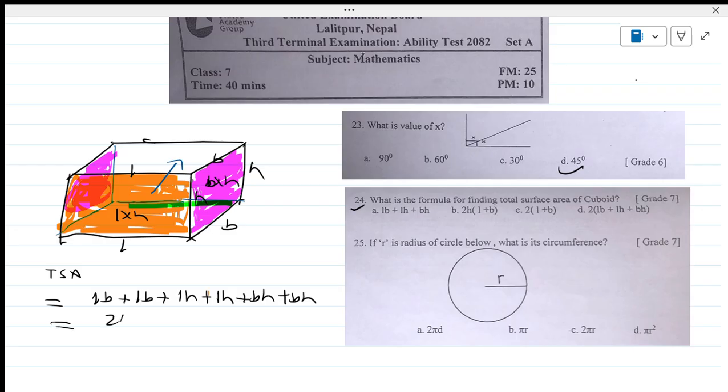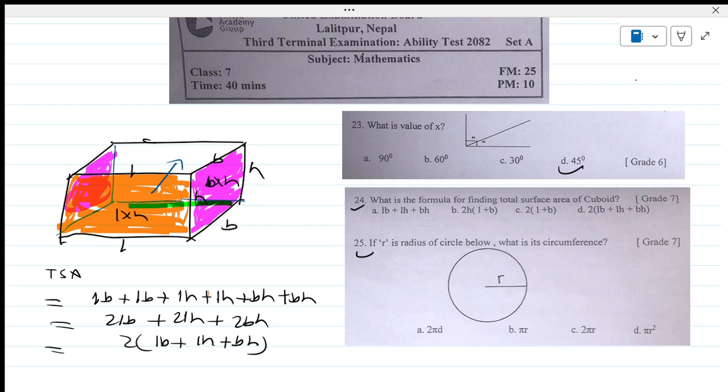LB and LB added, we get 2LB; LH and LH added, we get 2LH; and BH and BH added, we get 2BH. Here in all three terms 2 is common, so we get 2 times LB plus LH plus BH, and this is the total surface area of the cuboid. So it's done. Now I go with number 25.